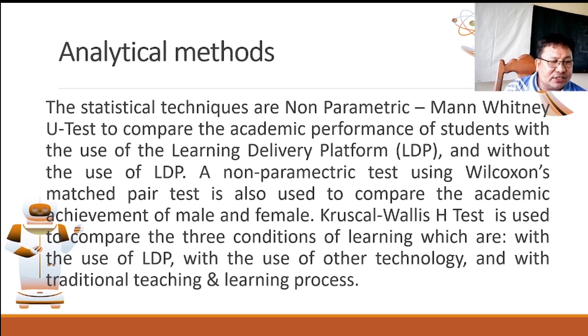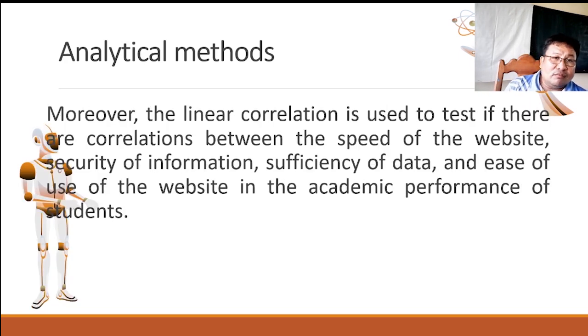The Kruskal-Wallis H-test is used to compare the 3 conditions of learning, which are with the use of the LDP or the website, with the use of other technologies like TV, computers, and laptops, and with the traditional teaching and learning process. And on the last question, the linear correlation is used to test if there are correlations between the speed of the website, security of information, sufficiency of data, and ease of use of the website in the academic performance of students.